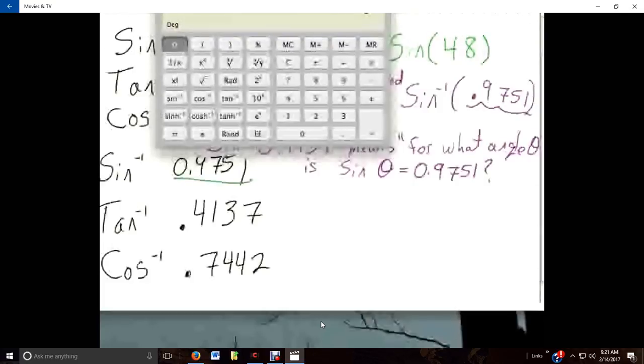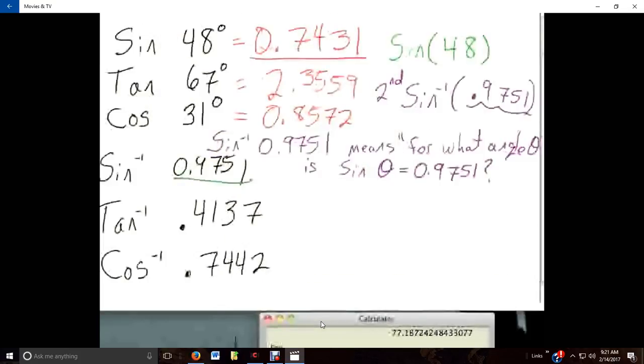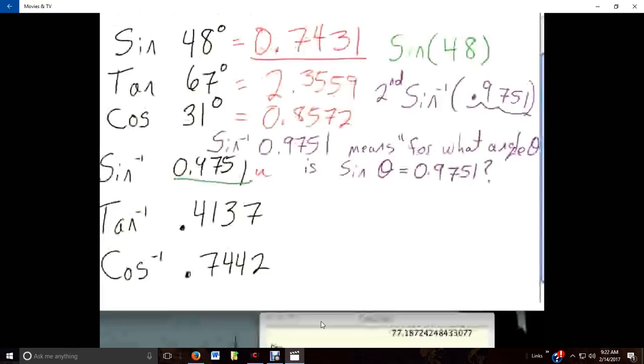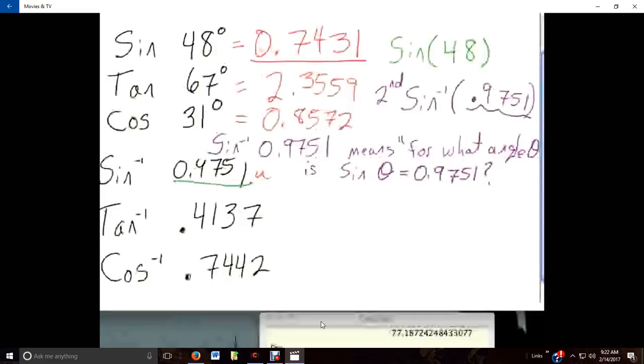I need to remember not to hit buttons before I'm ready. 0.9751 inverse sine. And now I'll bring it down here so I can still see it when I go to punch it in. All right. That's going to be 77.2 degrees.